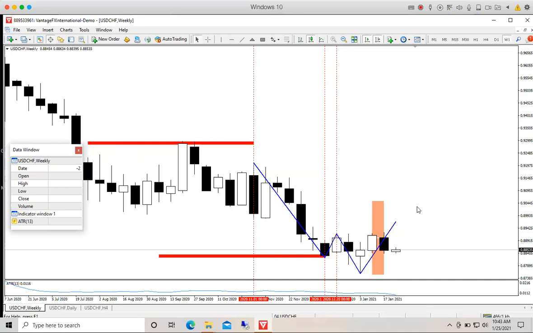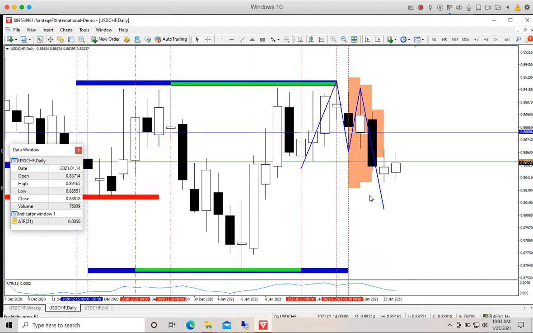So that's just the dollar Swiss. That's on weekly, of course, as you can see there. On the daily time frame, just playing around with those overlay trades as well. There was a bearish winner on this during the course of last week.